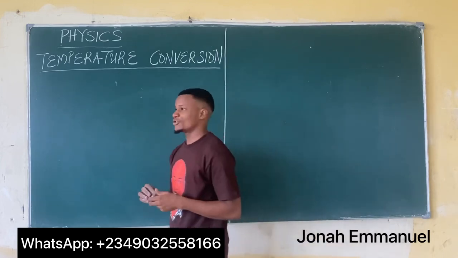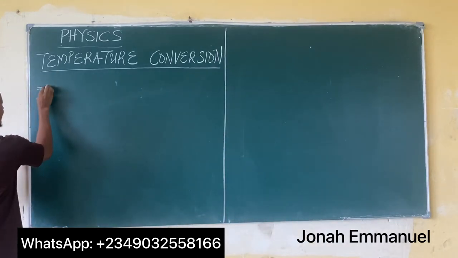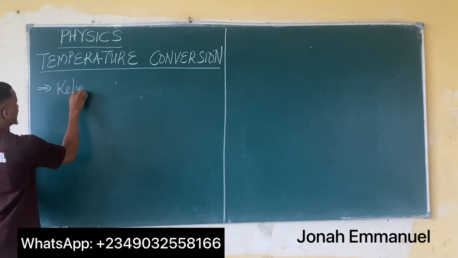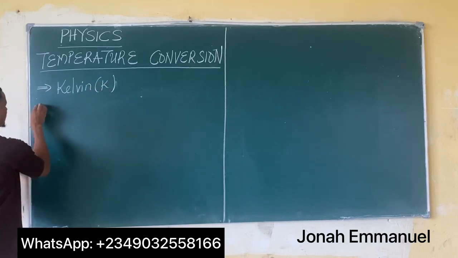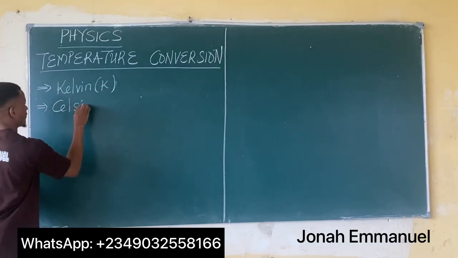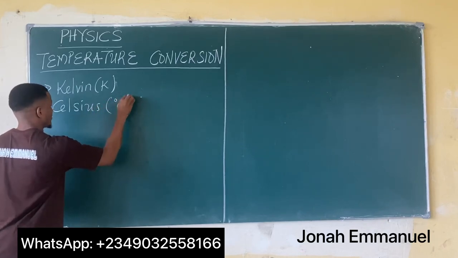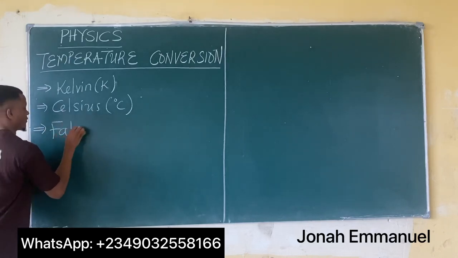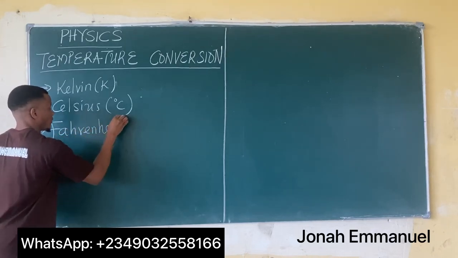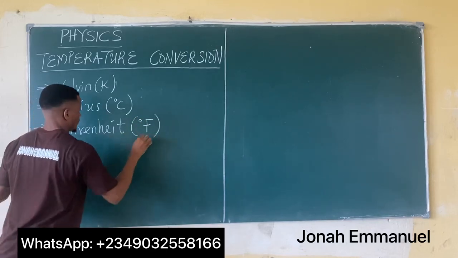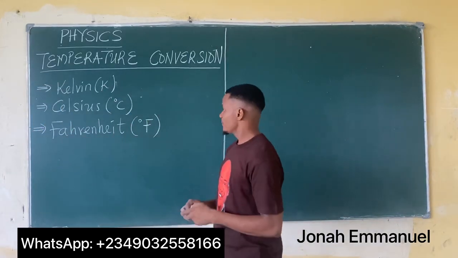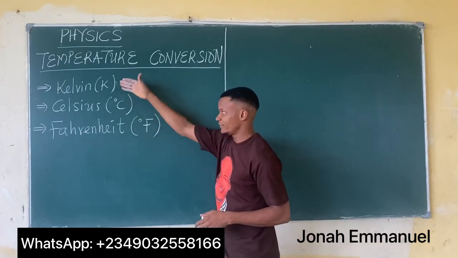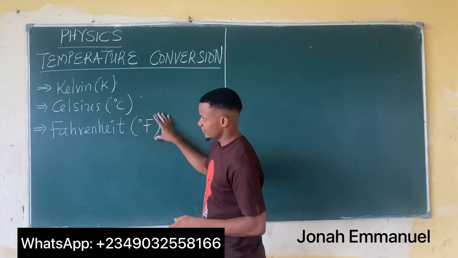Now, usually temperature is measured using three units. First of all, we have Kelvin, that's K. We have degrees Celsius, that's degrees Celsius or Celsius. We also have Fahrenheit, or degree Fahrenheit. Alright, so these are the three basic units for measuring temperature in physics: Kelvin, degrees Celsius, and degrees Fahrenheit.